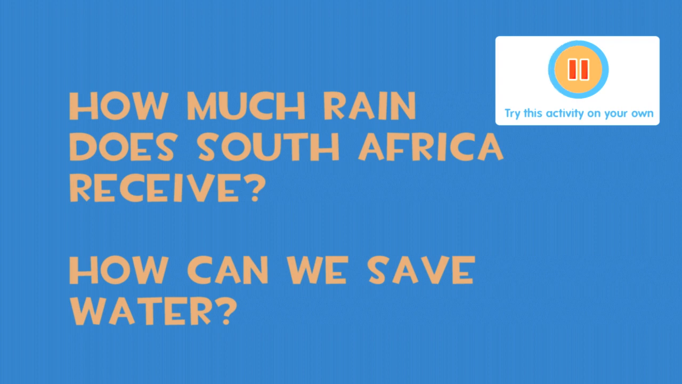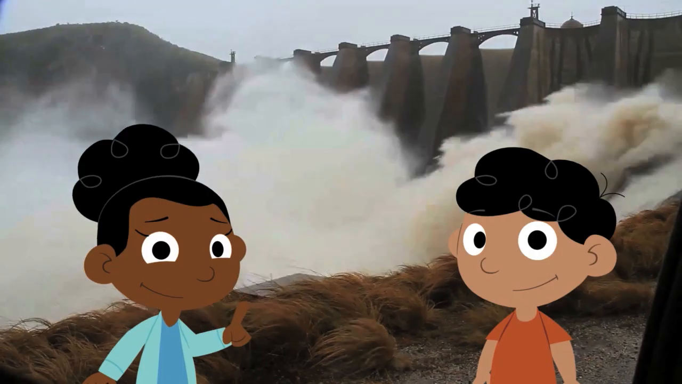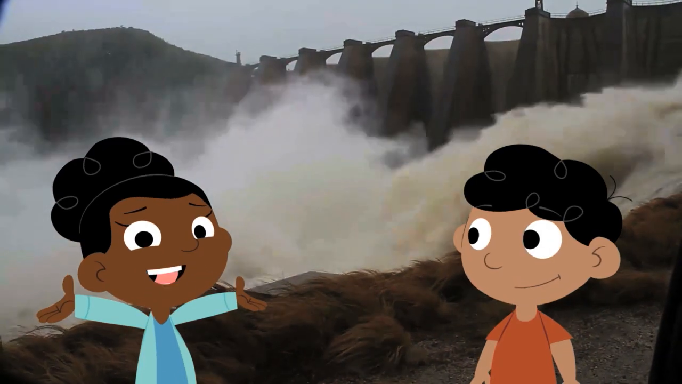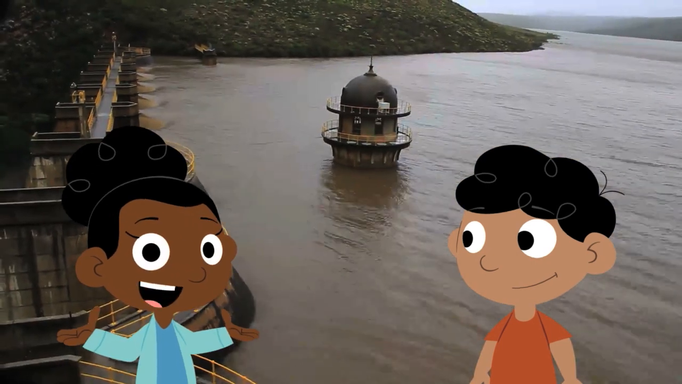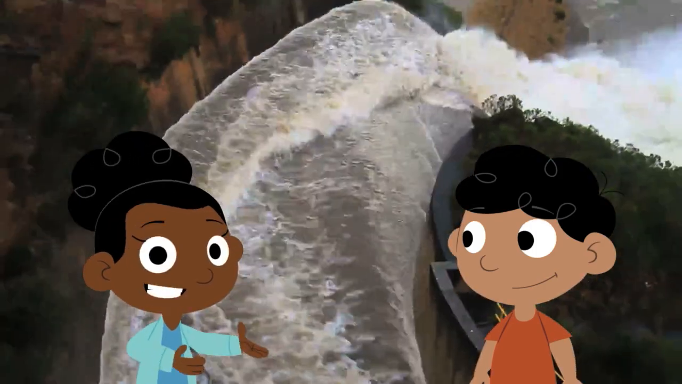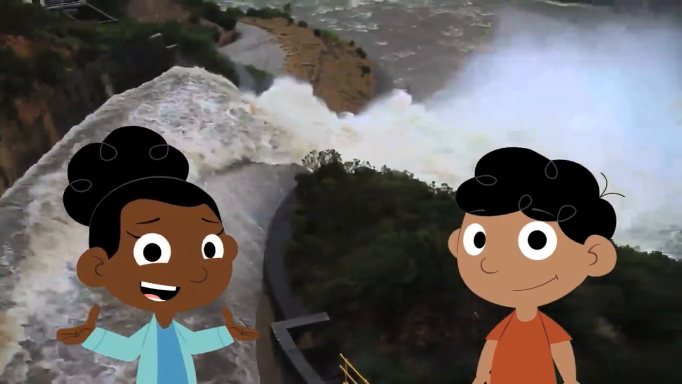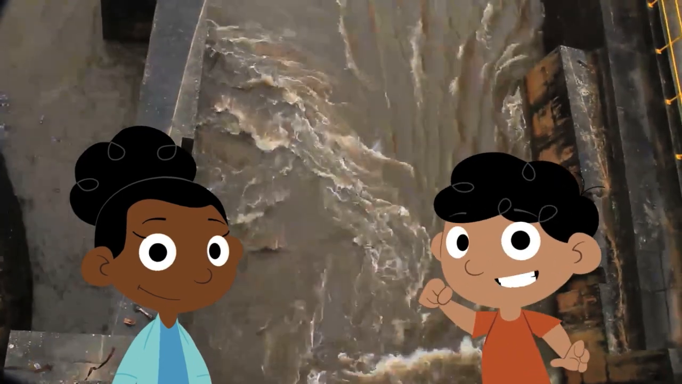Water in South Africa. There is a big need for fresh, clean water in South Africa. Most of our water is collected and stored in dams all over the country. Dams are usually located outside so it can catch rainwater. Water is pumped from dams to cities and towns through underground pipes.